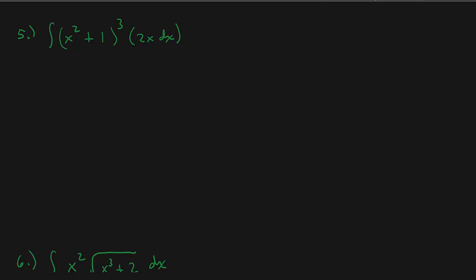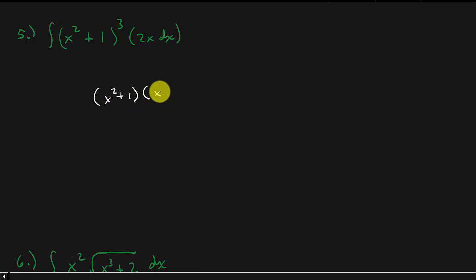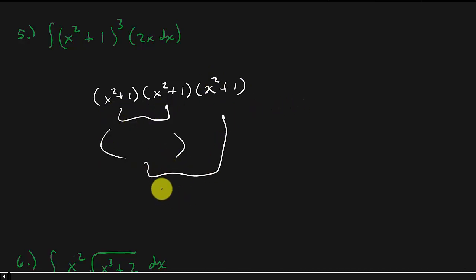I don't have a variable raised to a power. I mean, I do right here, but it's all in parentheses raised to a power. Okay? Now, I've had students write this out as x squared plus 1 times x squared plus 1 times x squared plus 1. Multiply this out, get an answer, and then multiply it to that, get an answer, and then distribute that 2x, and then integrate each term. You don't want to do that.